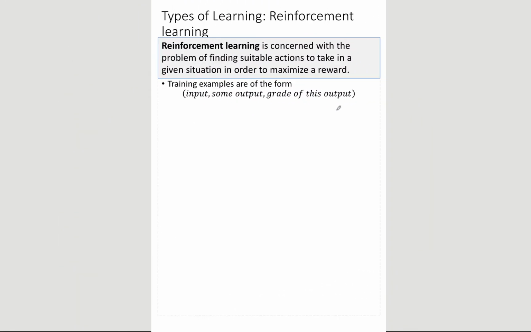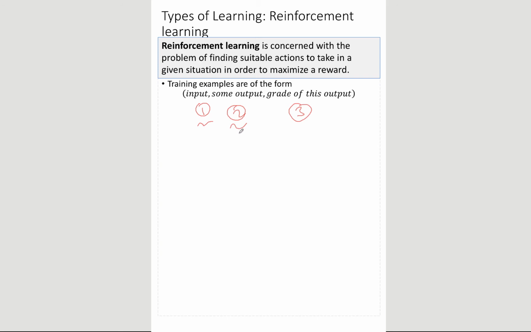The last class of machine learning algorithms that we will review in this module is reinforcement learning. Reinforcement learning is concerned with the problem of finding a suitable action to take in a given situation in order to maximize the reward. Training examples are presented in the form of a triplet. The first one is input, the second is some output, and the third one is the grade of this output. In supervised learning, we also have inputs and outputs presented to the learning algorithm.